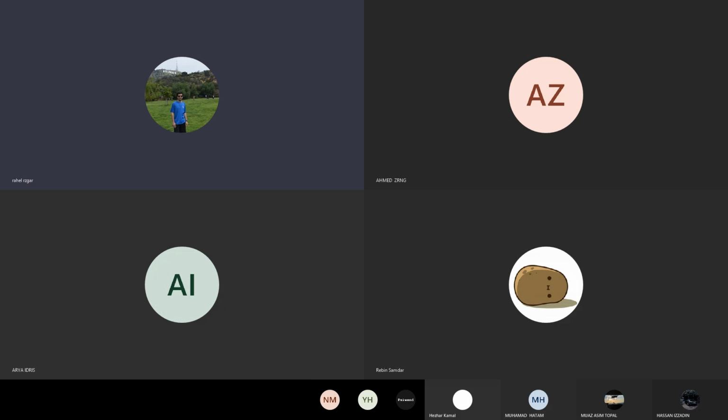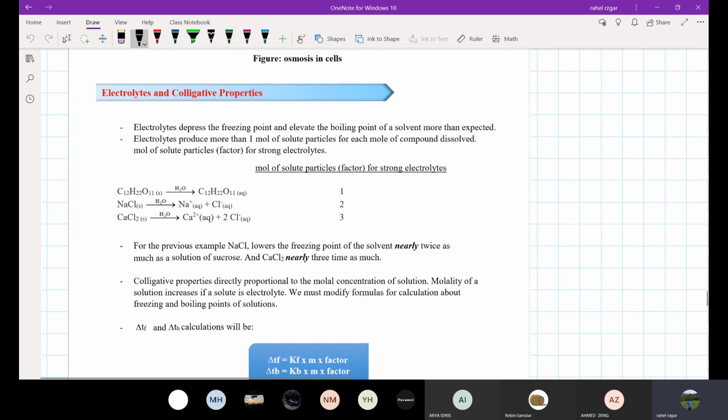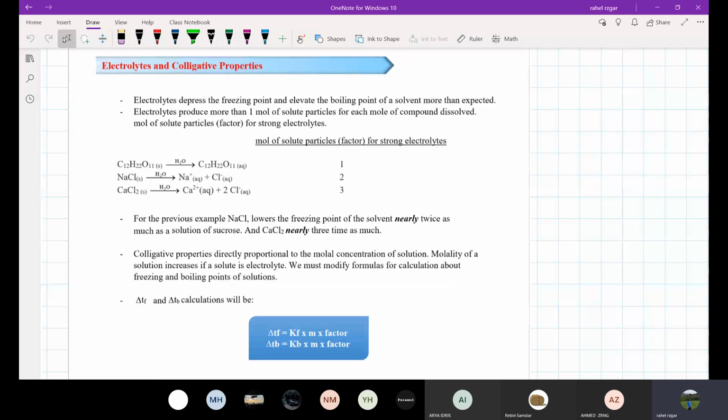Good morning, everyone. Let's start with a new subject, electrolytes and colligative property. Actually, it's not a new subject. Related to the previous subjects, we know we have studied colligative properties. Colligative properties were those properties that were affected by changing concentration.